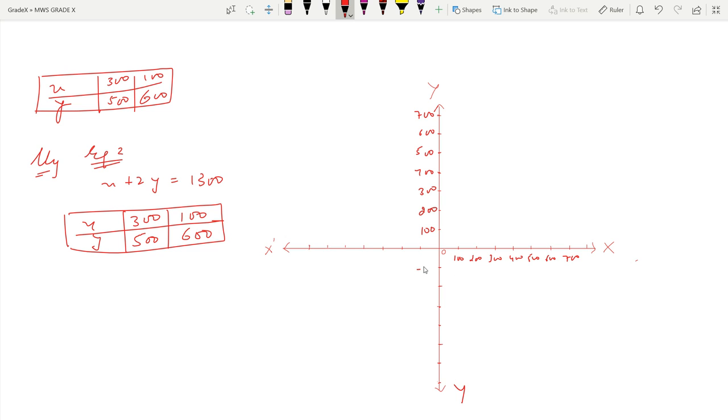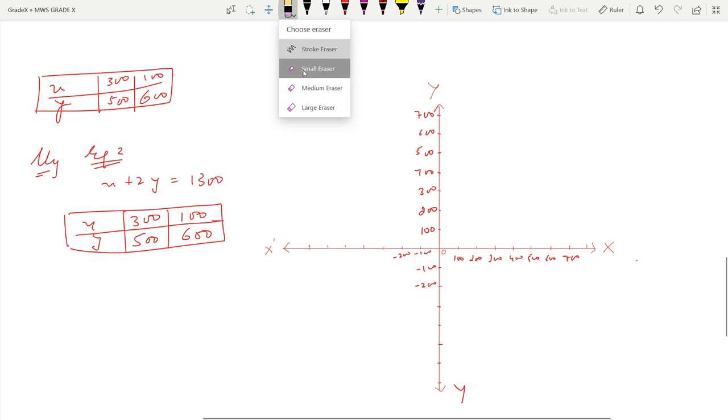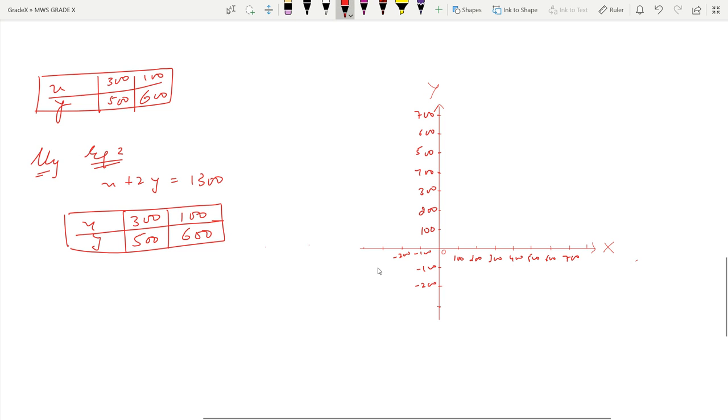Here it is minus 100, minus 200. If it is not required, then leave here only minus 100, as we do not have any minus value. So you can reduce it also like this. If this much is not required, then reduce it till here. It will be better for you. And just mark here x dash, and here y dash.